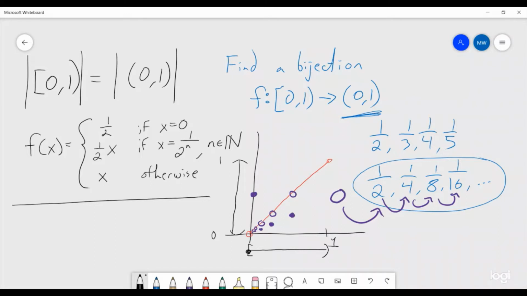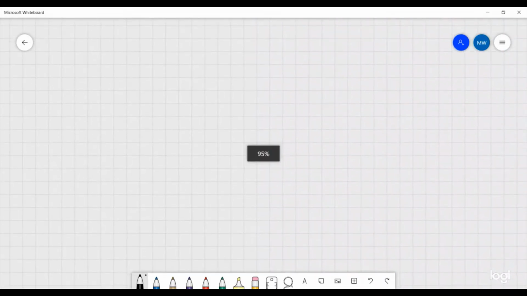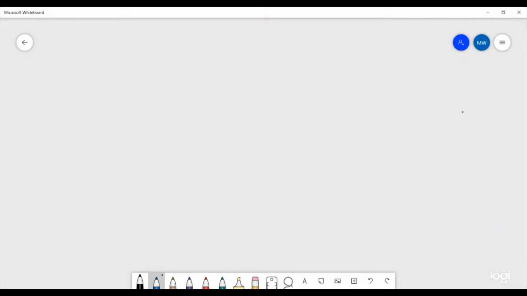Okay, let's do another example, and we can work together to figure out what the sequence would be that we would need to follow. So let's instead try and show that the interval 0 to 1, both ends closed, is the same size as the interval 0 to 1 like this.